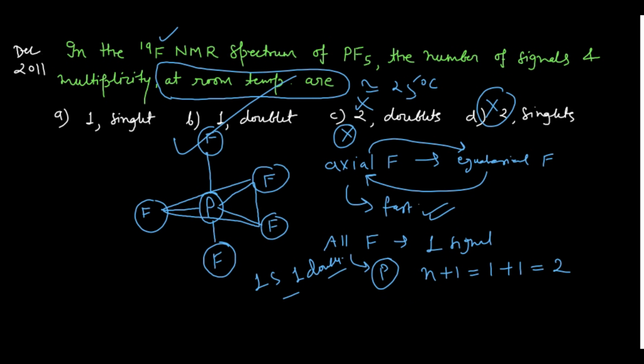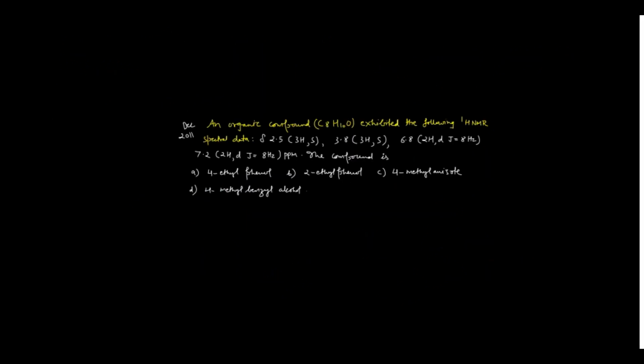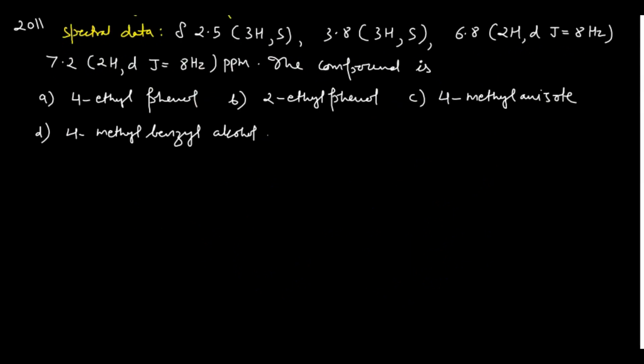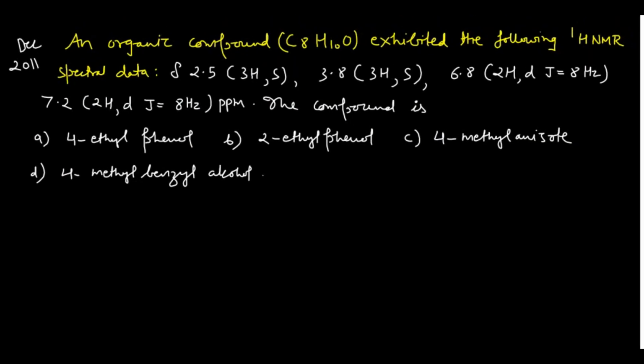Now moving to the next problem, what does it say? Okay, this is your second problem. What this problem says: an organic compound having the formula C8H10O exhibited the following proton NMR spectral data: 2.5, 3, this. The compound is 4-ethyl phenol, this and this. Okay, first of all you have to draw the structures for all these. So how can we draw the structures? Say this is 4-methyl anisole.